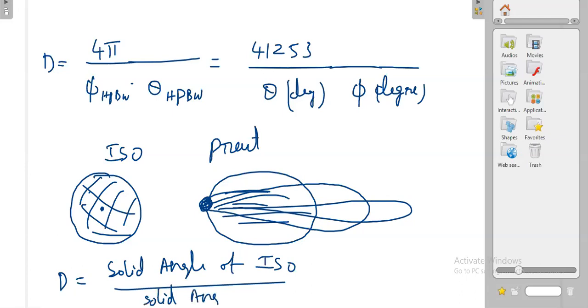Okay, solid angle of practical antenna. Okay, next, parabolic reflector.